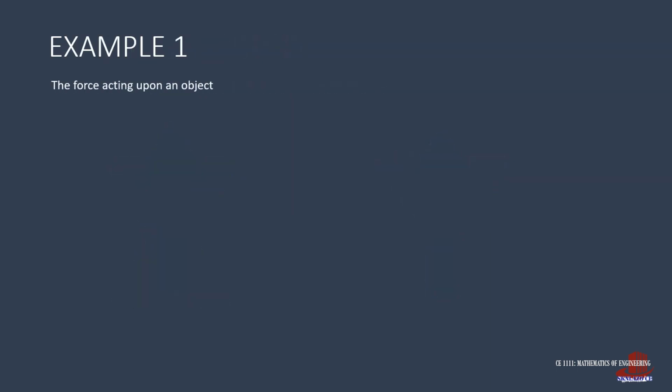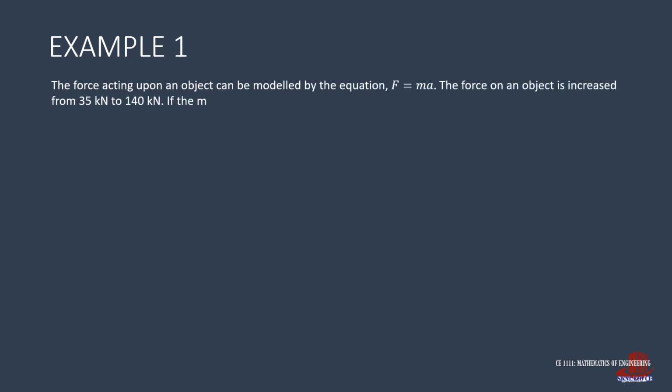Our first example. The force acting upon an object can be modeled by the equation F is equal to m times a. The force on an object is increased from 35 kilonewtons to 140. If the mass of the object remains the same, find the factor by which the acceleration changes.